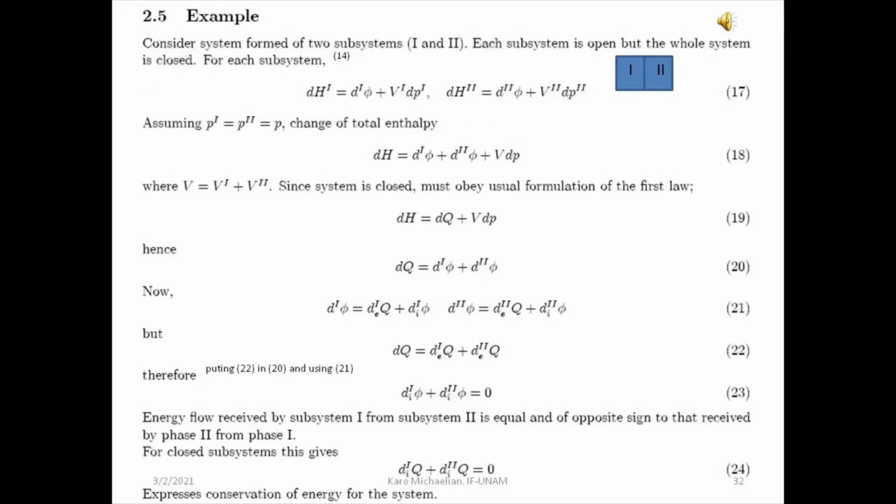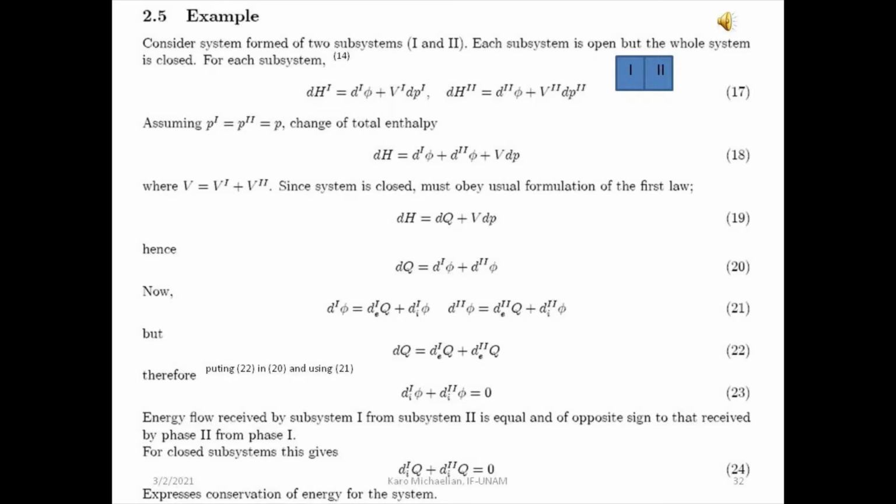Now let's look at a particular example. Assume that we have two subsystems, 1 and 2, and that each subsystem is open to itself, but the whole system is closed. So therefore, for each subsystem, we will have the infinitesimal change in the enthalpy is equal to d phi plus v dp. The same for the two subsystems. Furthermore, we also assume that P1 is equal to P2 is equal to P. That is, the pressure in both of the subsystems is identical. Therefore, summing up the two equations 17, we get equation 18, where V is equal to V1 plus V2. That is the sum of the two volumes of subsystem 1 and subsystem 2.